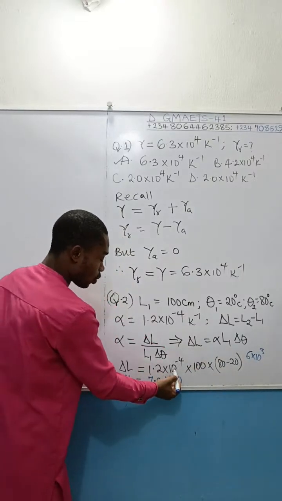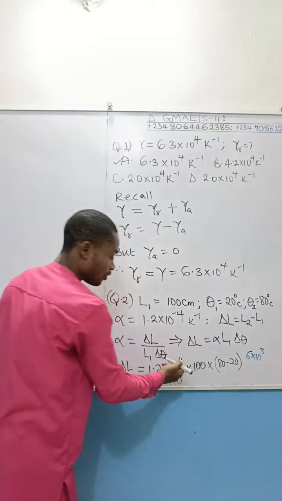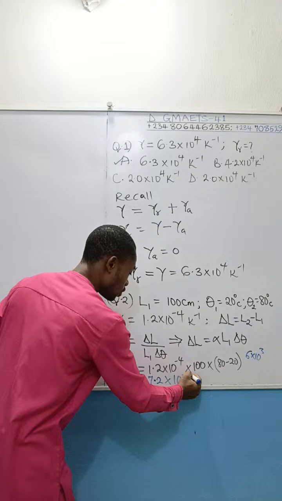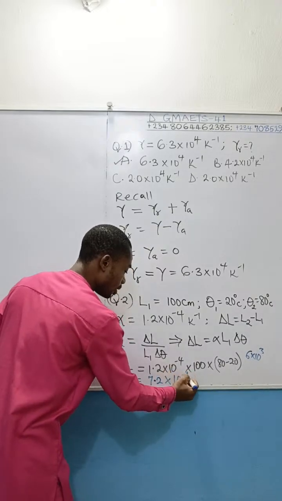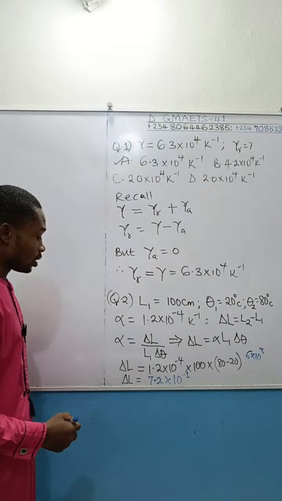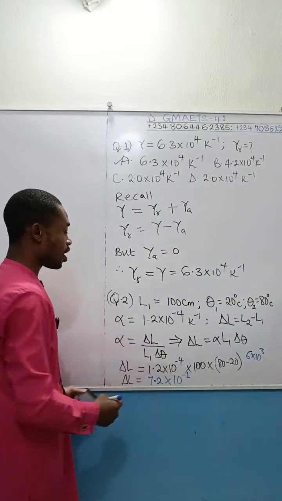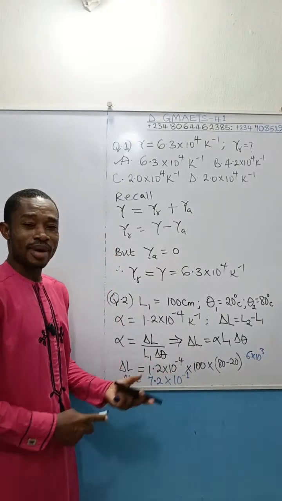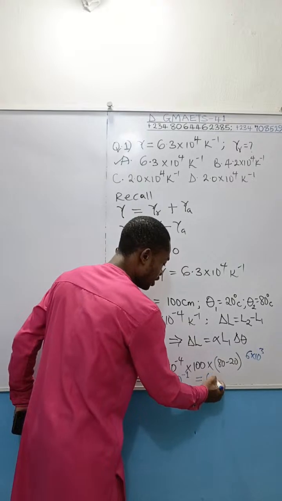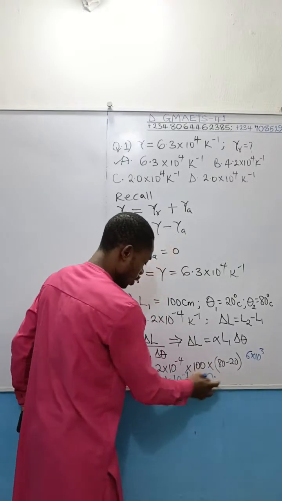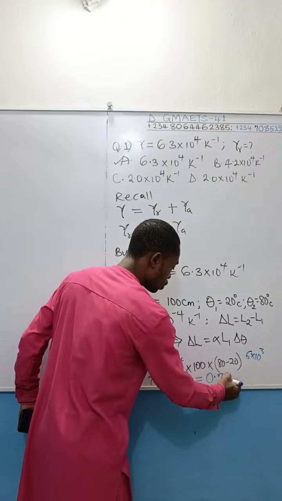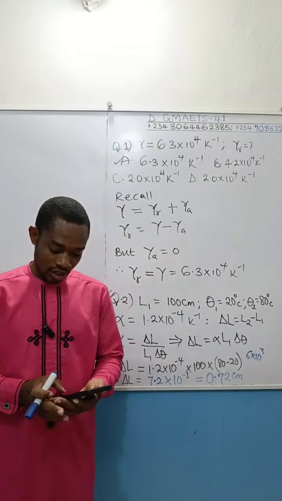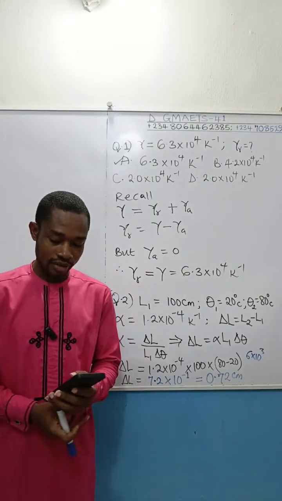So the next thing you have to do is pick one of the 10s and add the powers of the 10s using the multiplication law of indices. That's going to give you minus 1, because minus 4 plus 3 will give you minus 1. And 7.2 times 10 to the power of minus 1 is 7.2 divided by 10, which is 0.72 centimeter. This is the change in length.